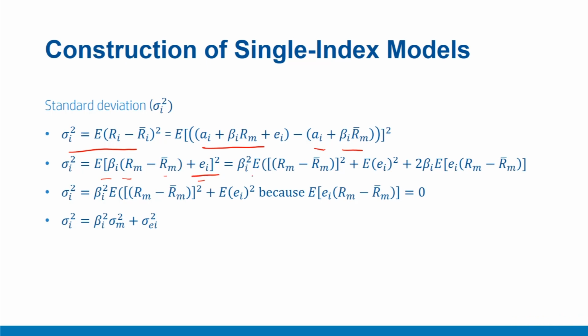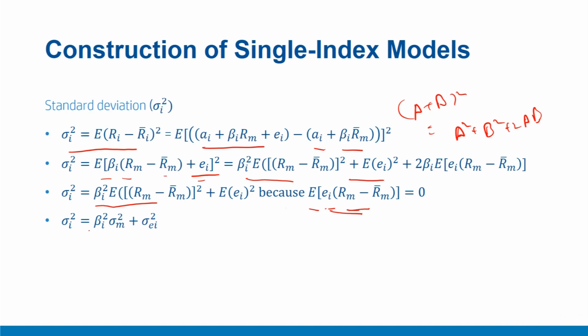This can be expanded in the form of a plus b whole to the power 2 equals a square plus b square plus 2ab. In a similar manner, we can expand this expression, and here please note we obtain beta i square times expectations of Rm minus Rm bar raised to the power 2, plus expectations of Ei square. The third term, expectations of Ei times Rm minus Rm bar, will be 0, because by assumption there is no correlation between the Ei error term and the market term, and to a great extent this is ensured by the regression model as well.